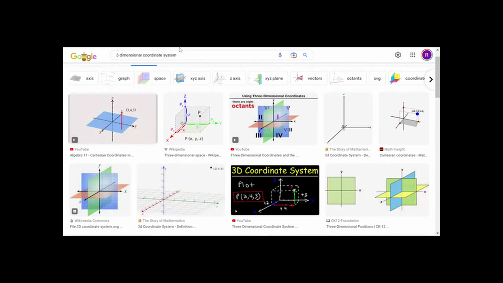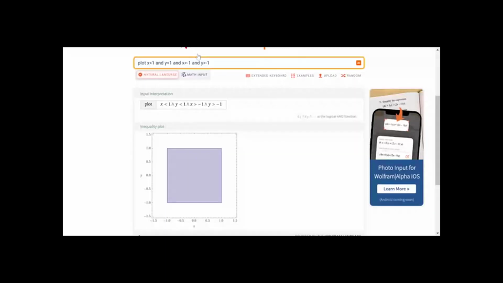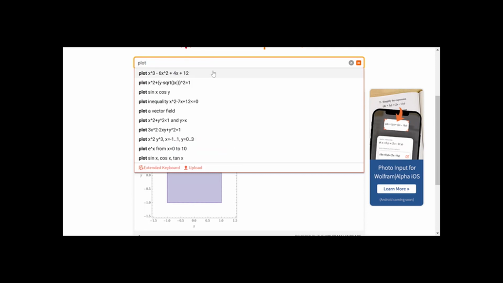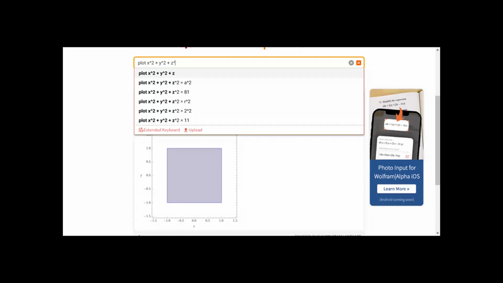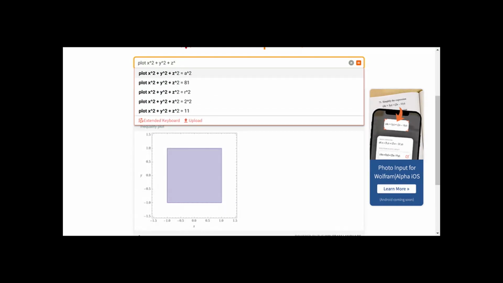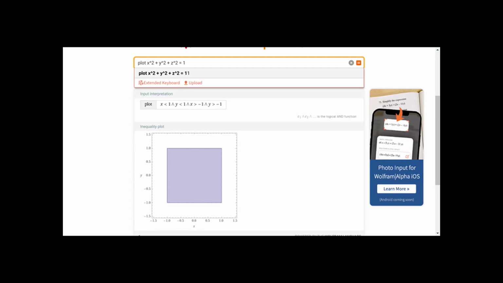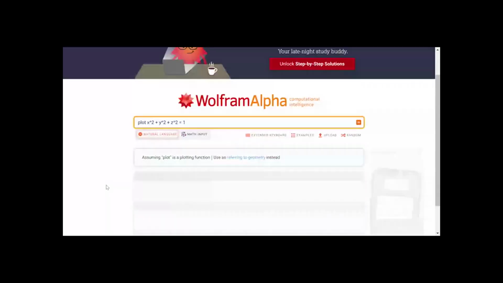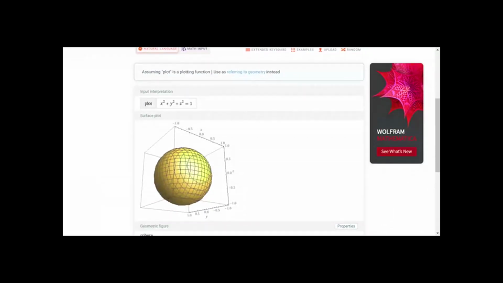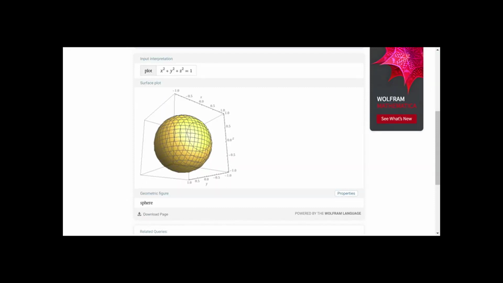Now, I don't know if we can plot three-dimensional things in wolframalpha.com, but let's try. I think it might work. It might show it exactly. X squared plus Y squared plus Z squared is equal to 1. Okay, see what it draws. Look at what it drew. So it can actually draw.